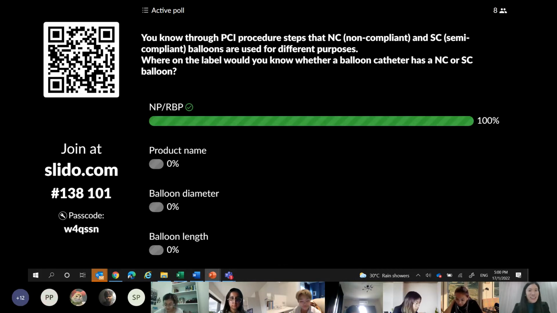Okay, so yes, actually NP and RBP are the greatest indicators of whether this balloon is soft or hard. As you saw from the previous slide, soft balloons have low NP and low RBP. A hard balloon, an NC balloon, has a higher NP and RBP. So that's how you know which one is semi-compliant and which one is non-compliant. Sometimes you can even tell from product names, but it's not 100%. It's not 100% that the product name will say that this is an NC balloon or SC balloon. Typically, a more accurate indicator is your NP or RBP.